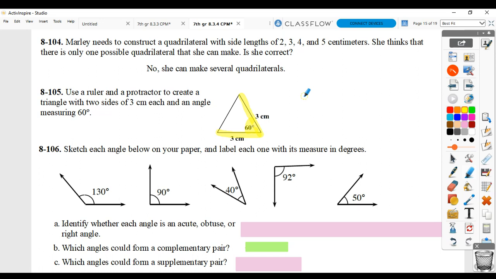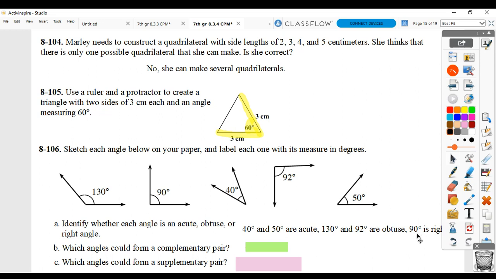For 8106, they want you to sketch the angles below and label them with their measures in degrees. So you're going to sketch these, and then identify whether each angle is acute, obtuse, or right. So the 40-degree and the 50-degree angles are the acute ones. 130 and 92 are obtuse. And the 90-degree angle, of course, is right.